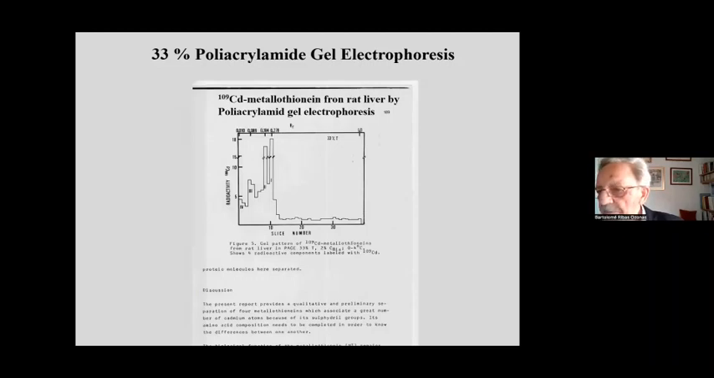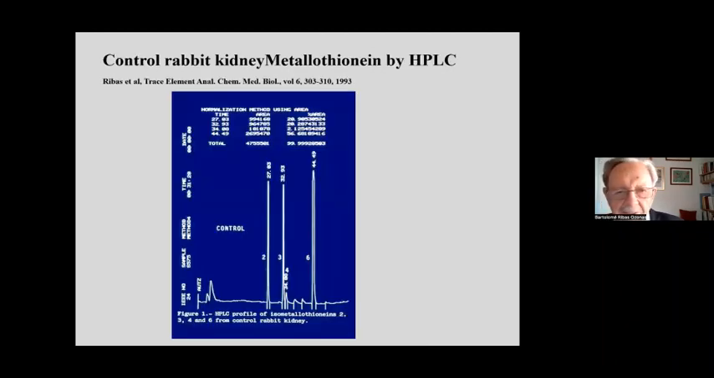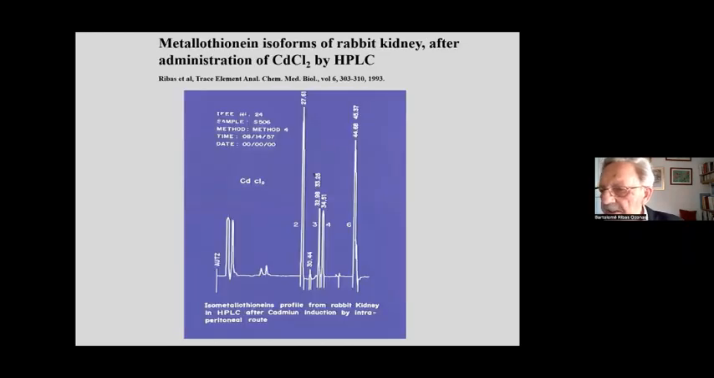And in the next figure, we see the separation of control rabbit kidney metallothionein and the peaks 2, 3, 4, and 6 by high-performance liquid chromatography, HPLC, in 1993 by Ribas and co-workers in Trace Elements, Analytical Chemistry, Medicine, and Biology, volume 6. And in the next figure, the metallothionein isoforms of rabbit kidney after administration of cadmium chloride by intraperitoneal route, separated by HPLC also, and they are seen 4 clear peaks of metallothionein.